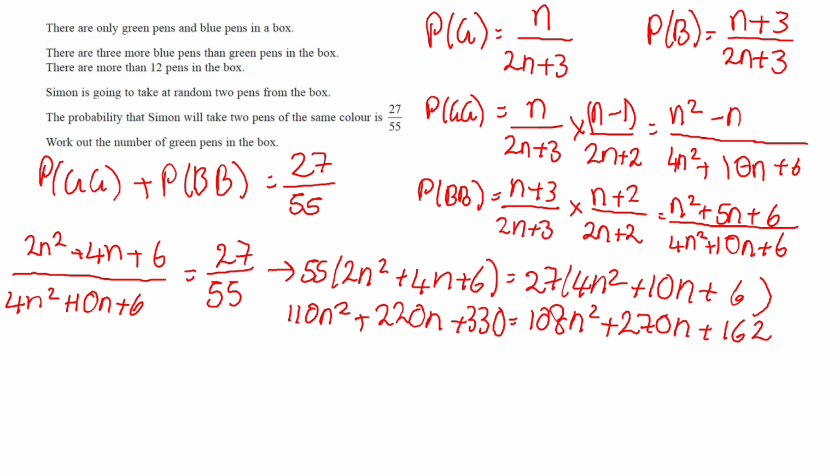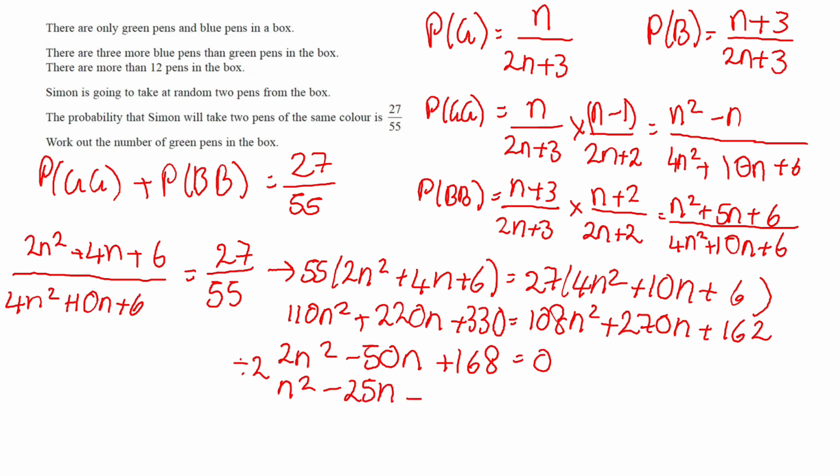So we're going to move all of these terms to this side. So when we do that, we take away 108, take away the 270, take away the 162. Now, when we do that, we end up with 2n squared minus 50n plus 168 equal to 0. Now, to make this easier to factorise, because 2 will go into all 3, we're going to divide the whole expression by 2. So we will end up with n squared minus 25n plus 84. So we're going to factorise this. This is a lot easier to factorise than with the 2n squared.